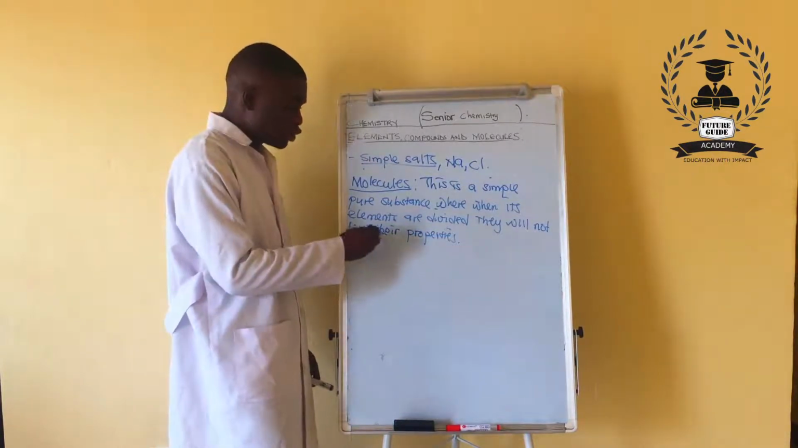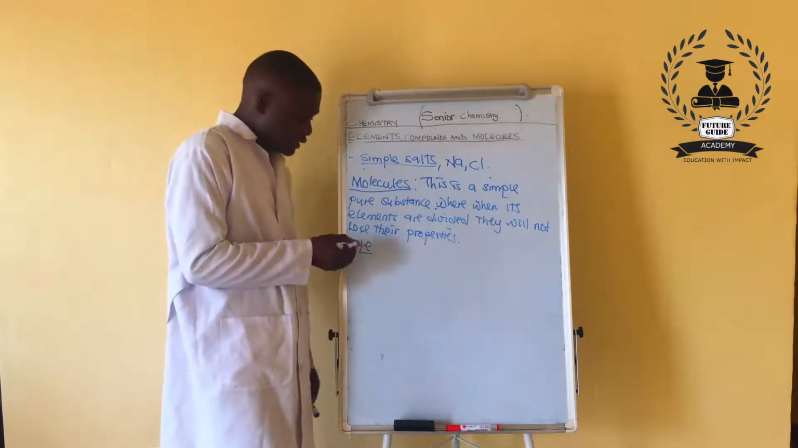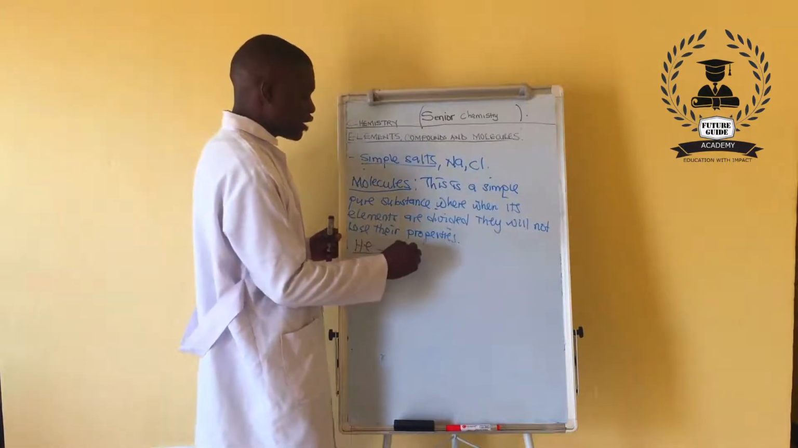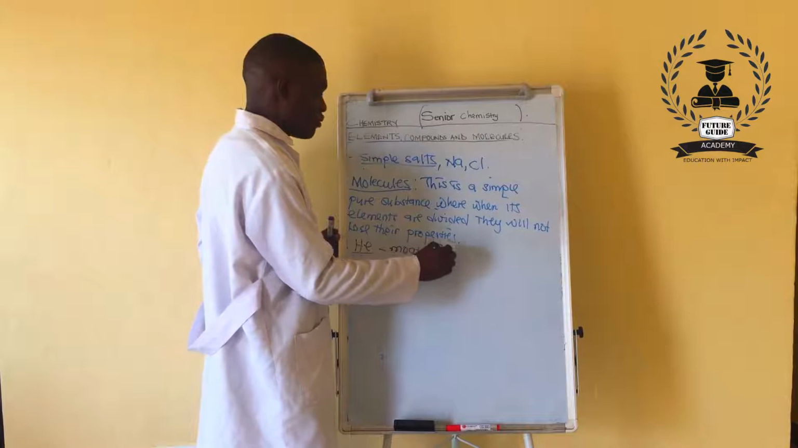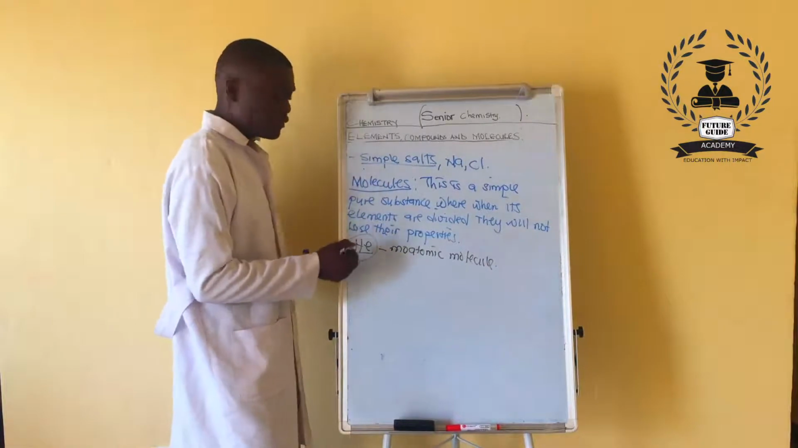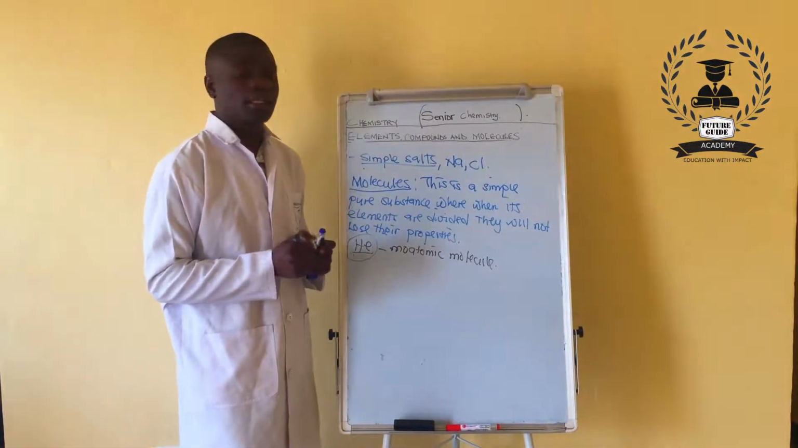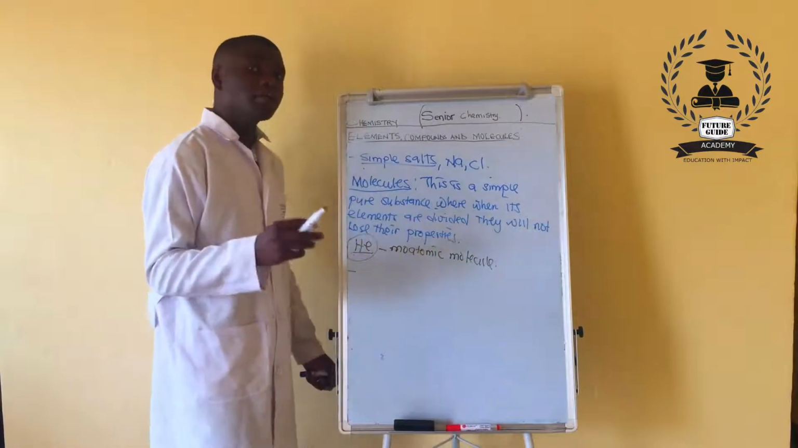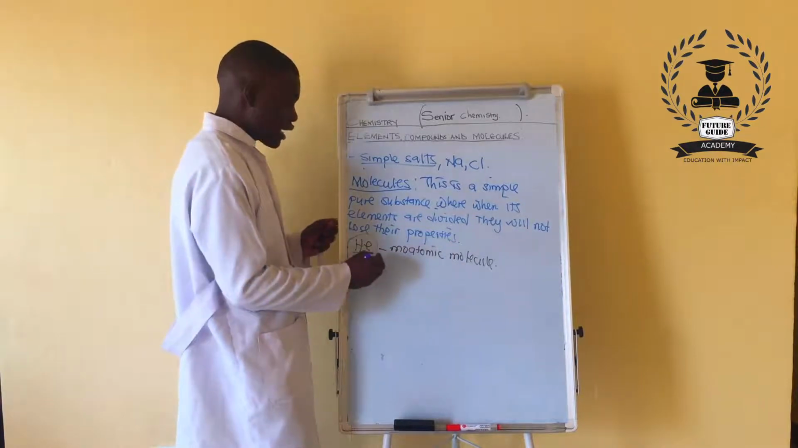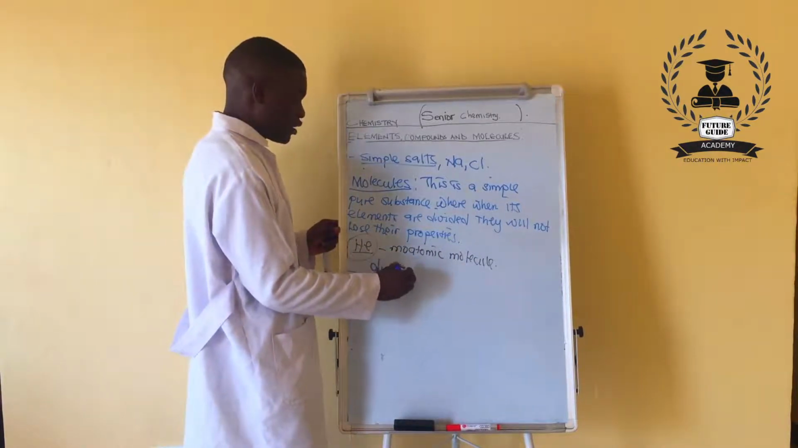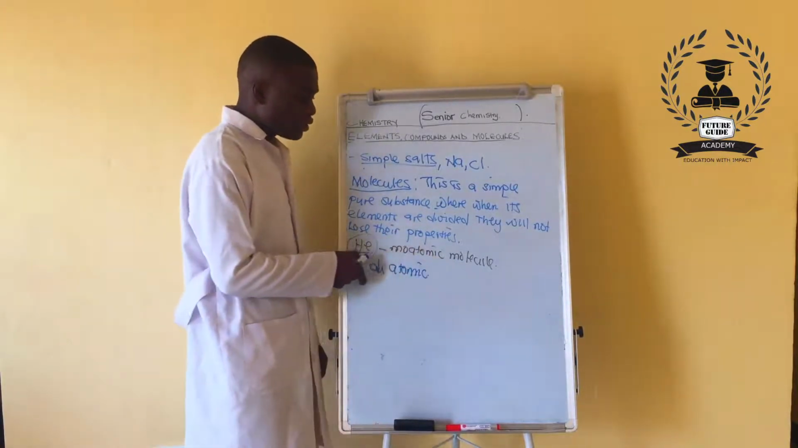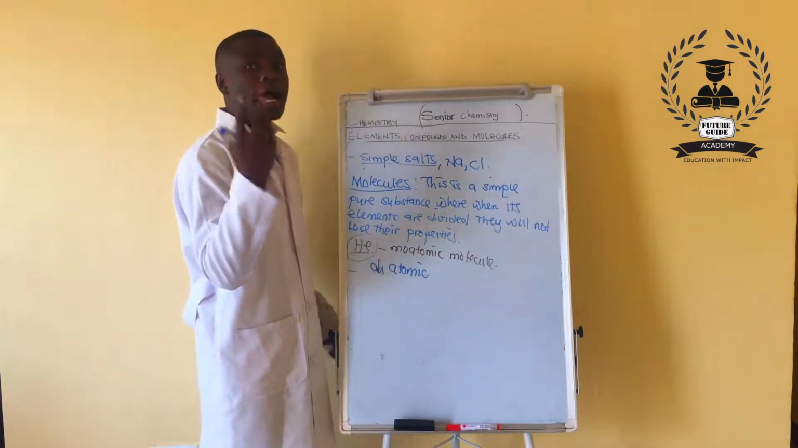The structure of this one is monatomic, meaning it exists on its own. So we can say this one is a monoatomic molecule. Why? Because how many atoms do we have? We only have one. The other part, we have molecules which are diatomic. When we are talking about diatomic molecules, we are simply talking about those which have got 2 atoms.